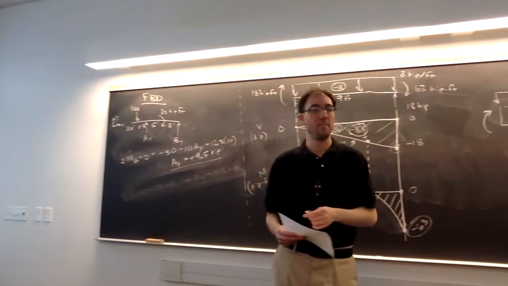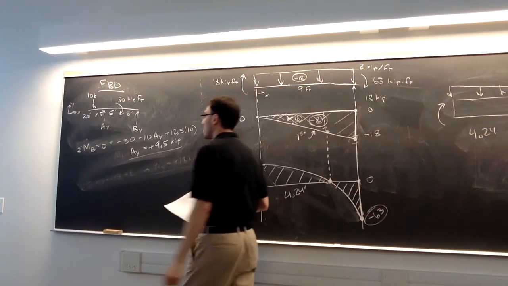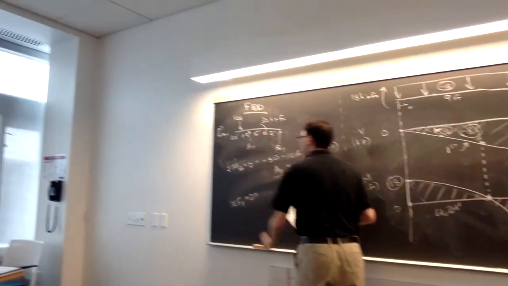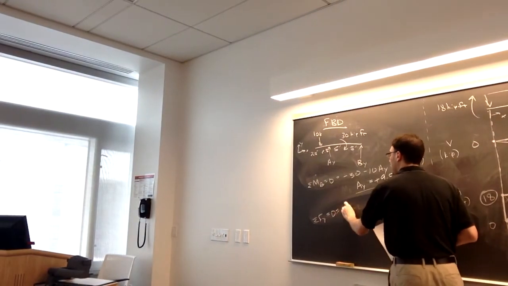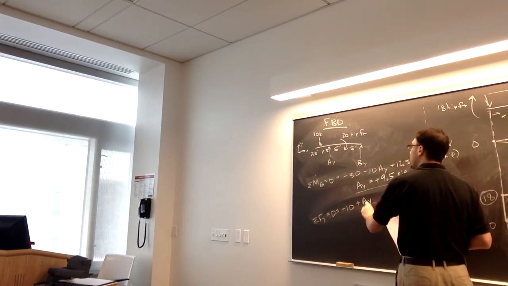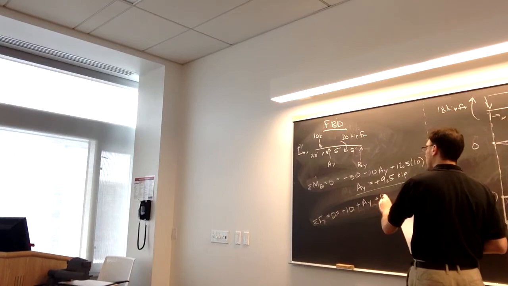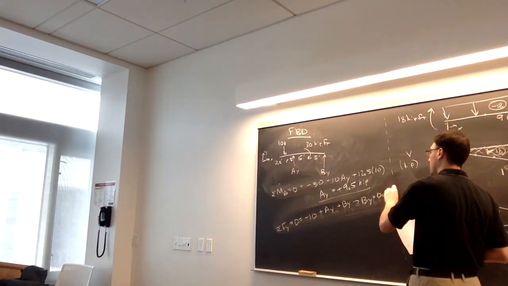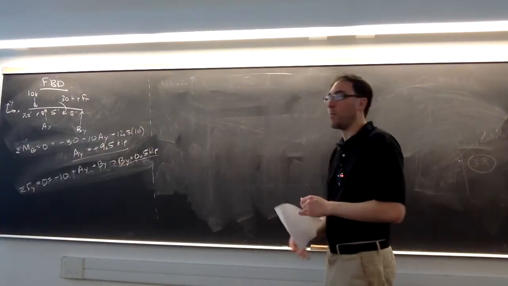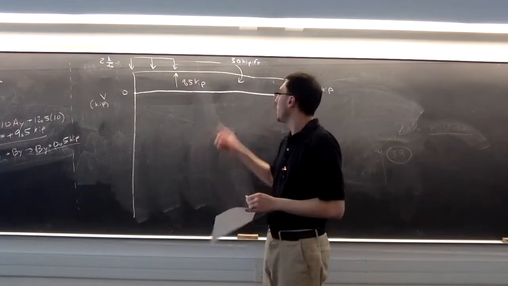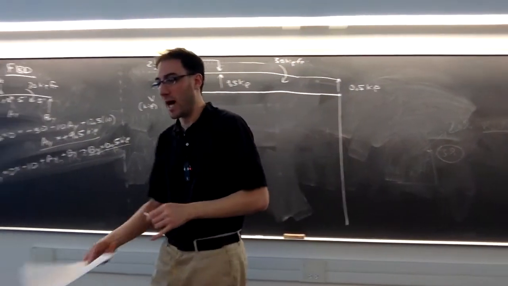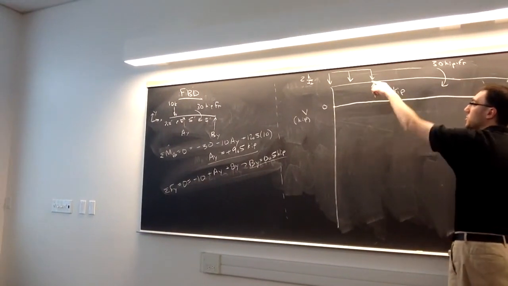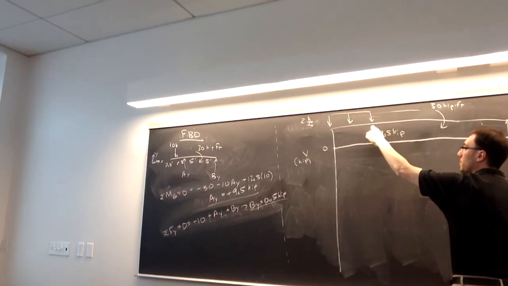AY is positive 9.5 kip. Forces in the Y, I'll have a negative 10 plus AY, which I just found, plus BY. BY will be 0.5 kip. Redrawing my beam, now that I know AY and BY, I will want to draw those critical lines, or those critical points. One, the end of this distributed load, which is also where this point load is located.